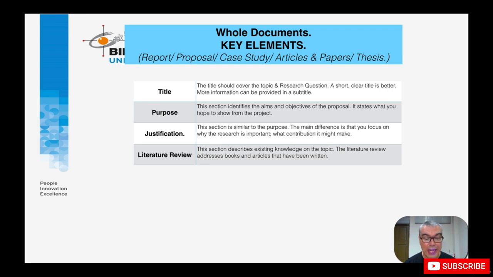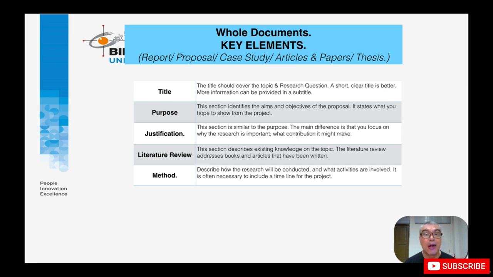Okay, the next one then is the method. The method describes how the research will be conducted. You write about what activities will be involved in your research. And you might need to include a timeline as well to describe when exactly these activities were done. Of course, typical things might be surveys, interviews, and that kind of thing.